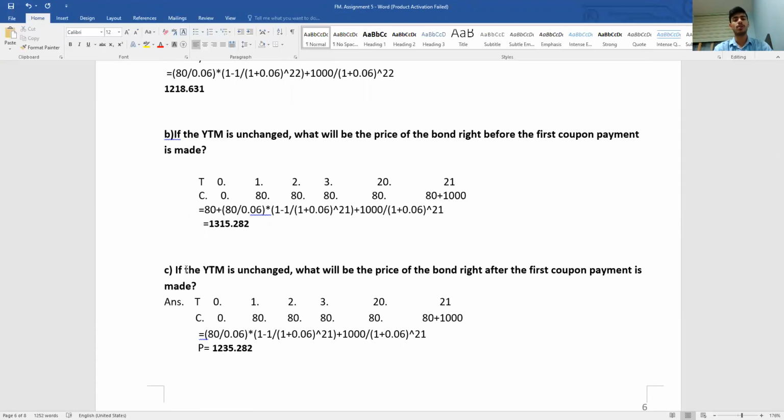In part B, if the yield to maturity is unchanged, what is the price of the bond right before the first coupon payment is made? Until year 21 we receive 80, and at the last year 1080 with face value. So we write 21 here because we write 80 here; that's why we write total 22 years.